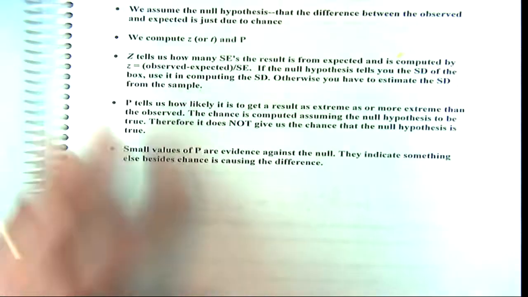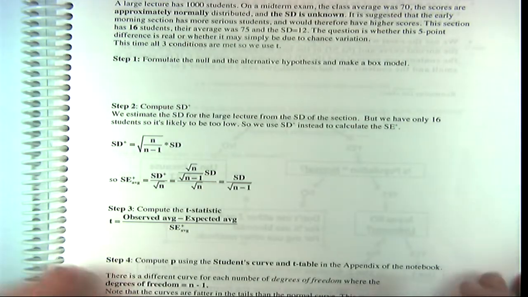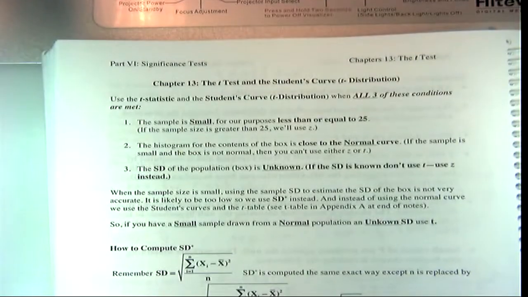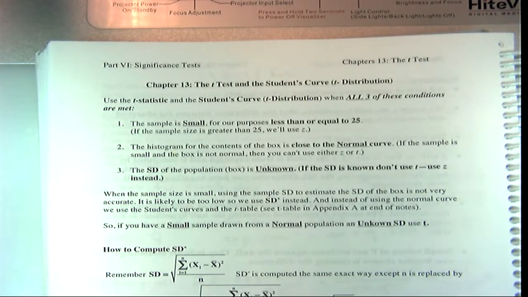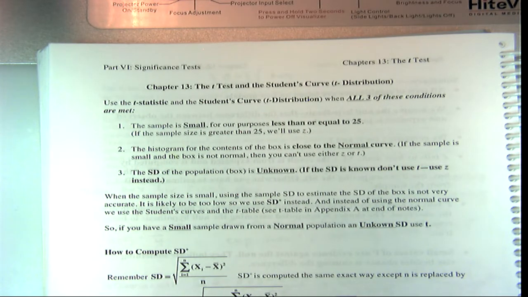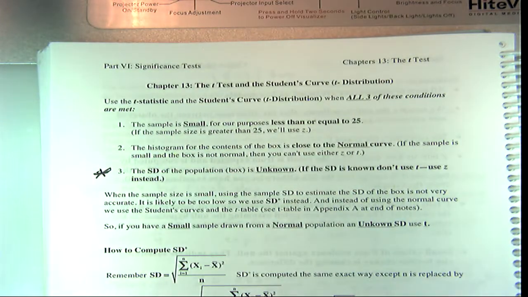All right, now I want to talk about the t distribution, because we're going to do an example now on chapter 13 in the last few minutes using the t. So recall when we use this t: basically the most important one is when you have an unknown standard deviation.